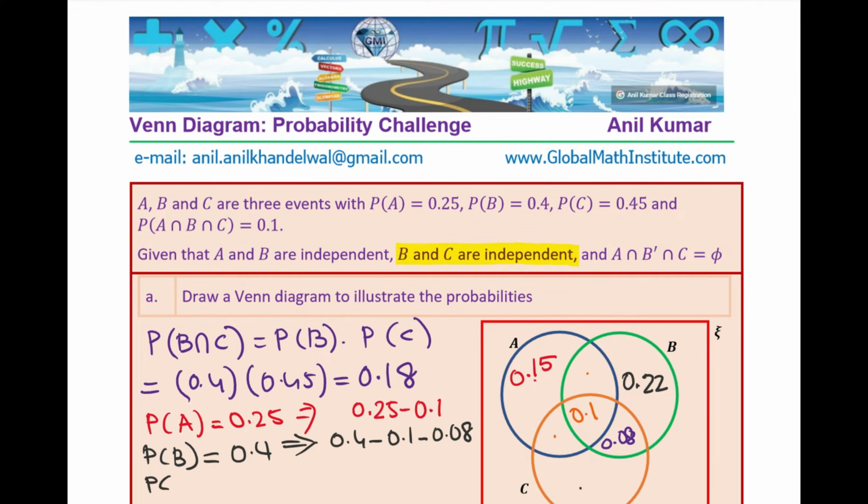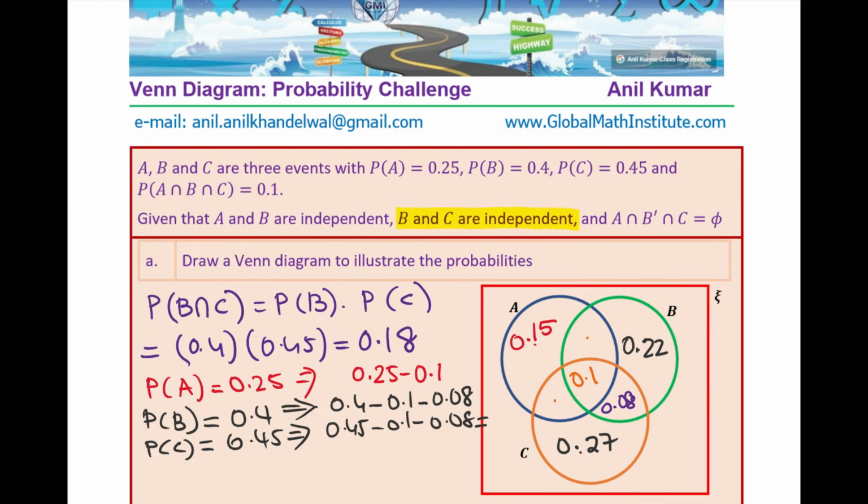Now let's look into what comes here. The probability of C is given to us as 0.45, and for C we already have 0.1 and 0.08. So from 0.45 we'll take away 0.1 and 0.08. So that gives you what? It is 0.45 minus 0.1 minus 0.08, and that is 0.27. Clear? So I hope this solution is absolutely clear.